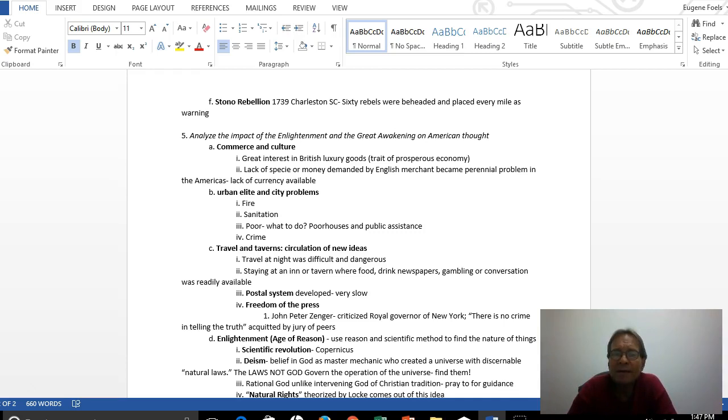There will be an urban elite that develop in the cities, and as a result of the growth of cities, there's many problems there, mainly fire, and this is why volunteer fire companies will develop, because fire is a constant threat in the Americas all through the 20th century until the post-World War II period with the adoption of more modern electrical systems. Sanitation, what to do with the garbage?